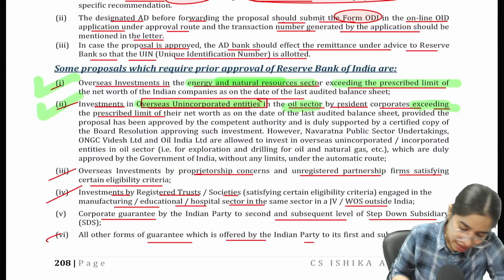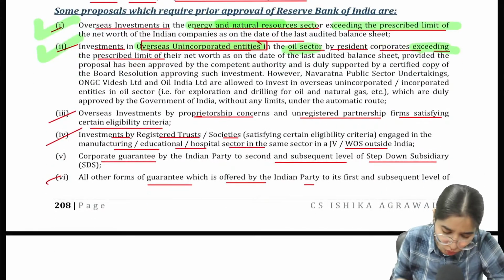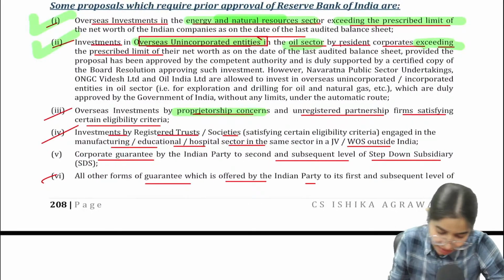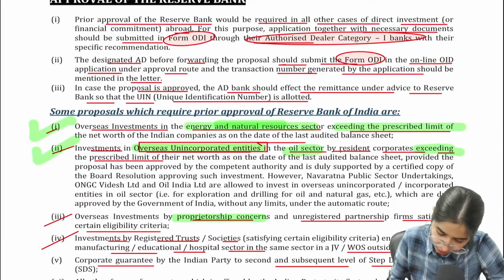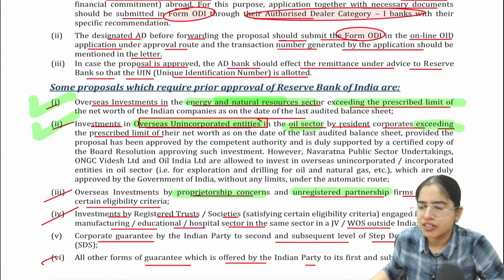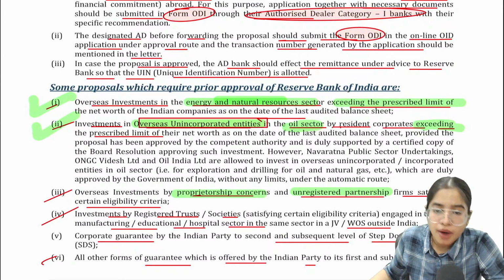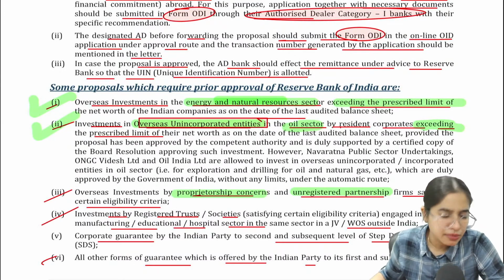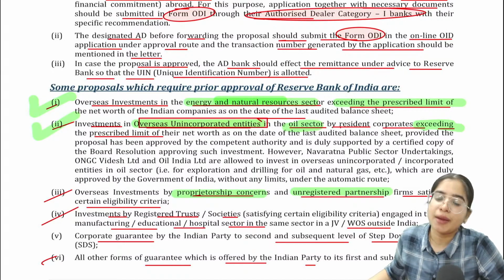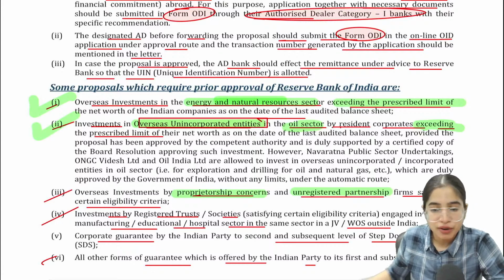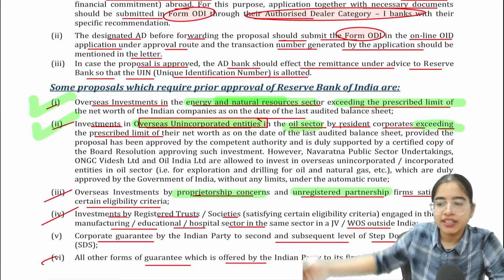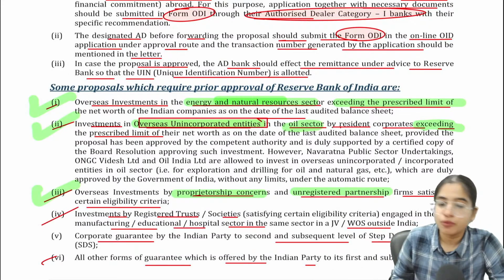So this is done. Next, if a proprietorship concern is making overseas investment, or any unregistered partnership firm, I told you now that if any unregistered partnership firm or a proprietorship firm, with a single owner, is making the investment outside India, can they do so? The answer is yes, they can, but here prior approval of RBI is needed. So if any proprietorship firm or unregistered partnership firm in India wants to make ODI, they can, but they need prior approval of RBI.